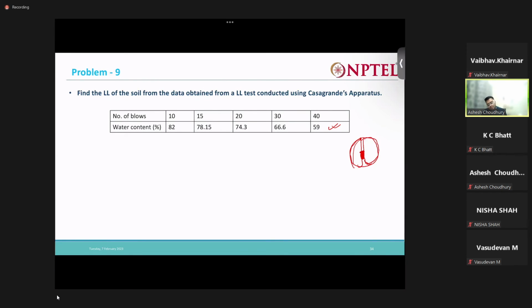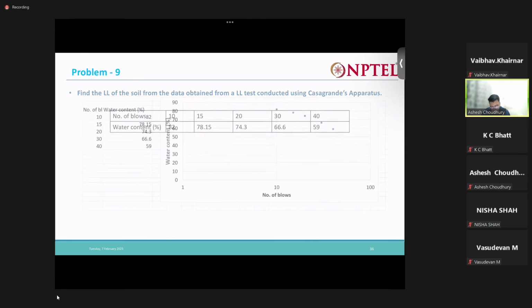Then you increase the water content, and obviously a lesser number of blows will be required because the soil is becoming more flowy. As the water content increases, the number of blows required reduces. So you need to find the liquid limit. As per definition, the liquid limit is the water content at 25 blows. So we need to plot the number of blows in log scale and the water content in percent, and from the graph we find the water content corresponding to 25 blows.